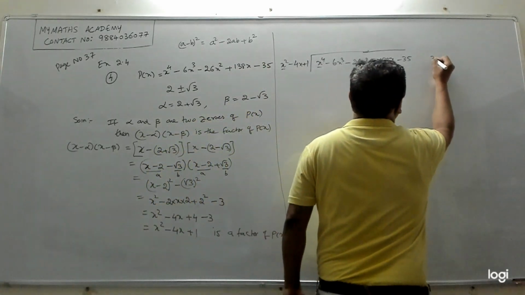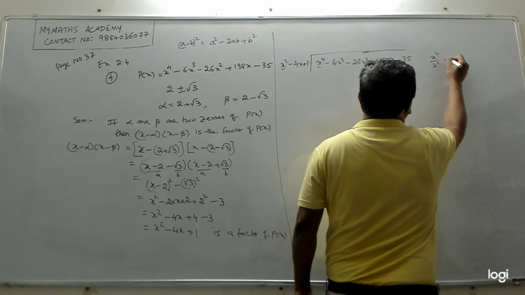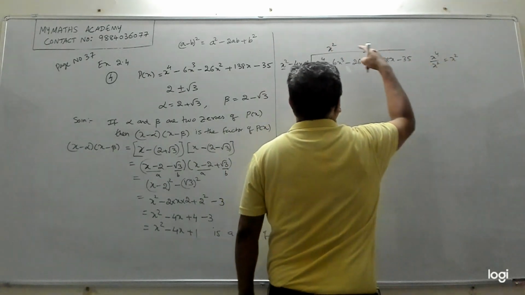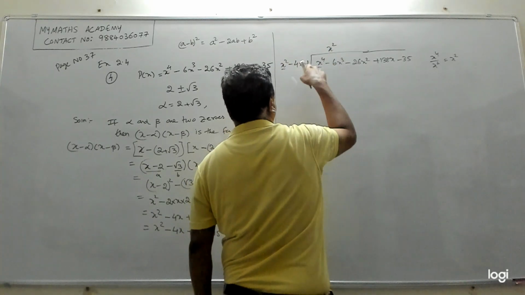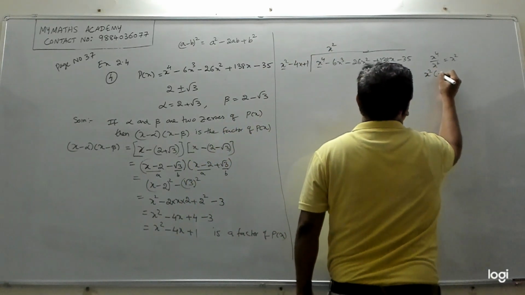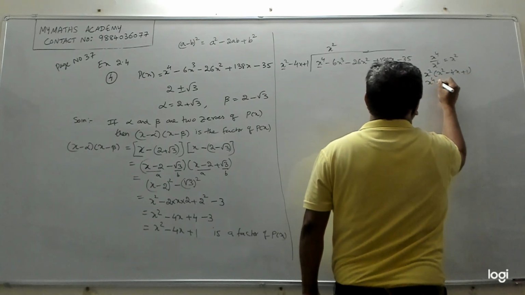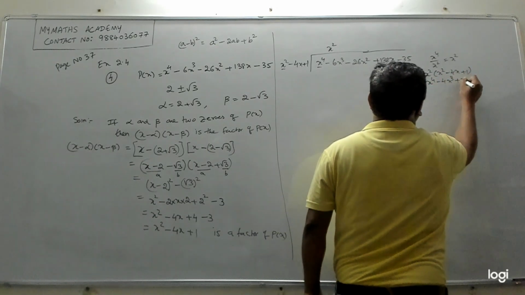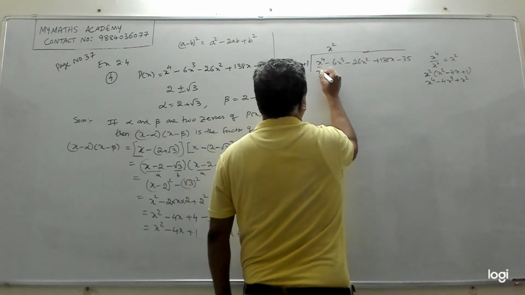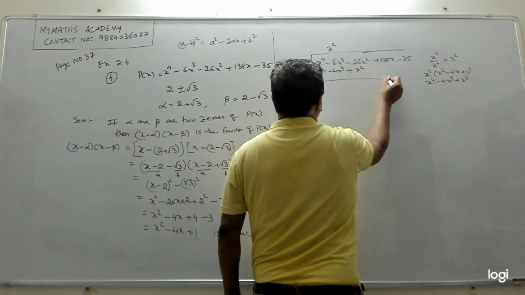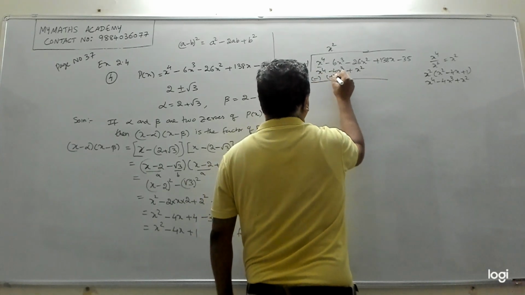So we get x power 4 by x square, which will give you x square. So we'll put that x square here. Then x square into this whole thing. So x square into x square minus 4x plus 1 will give me x power 4 minus 4x cube plus x square. Substitute that here: x power 4 minus 4x cube plus x square. Now we need to subtract, so change the sign.